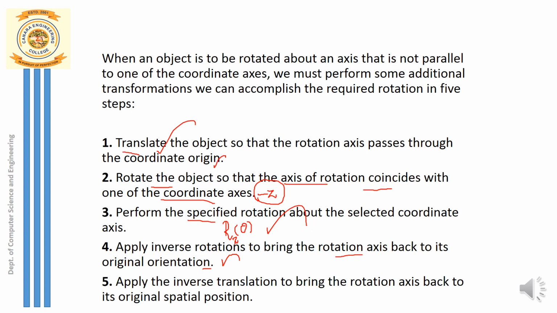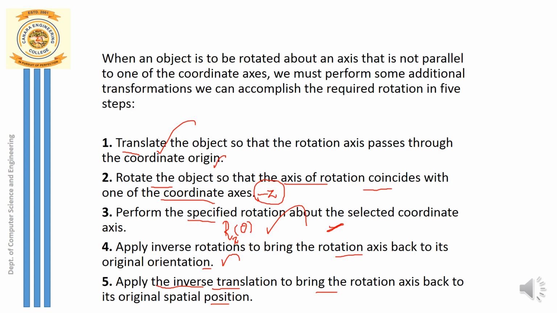In order to undo this first step, you have to apply reverse translation or inverse translation. Inverse translation means bring back the object that you had already oriented in the 3rd step. Remember, this oriented, or rotated, object you are translating back to its original position. So these are the 5 steps you have to carry out in order to rotate the object about an arbitrary axis. So remember all these 5 steps. This is a very important procedure, rotation about an arbitrary axis.